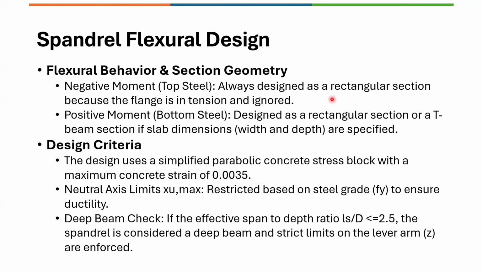So for the negative moments, always designed as rectangular section. Positive moment, designed as a rectangular section or a T section if slab dimensions are specified. Right. So this information is available through the overrides for you. And the design criteria, it uses a simplified parabolic concrete stress block as usual, but it also checks for the deep beam. So L by D ratio less than or equal to 2.5. The lever arm limits are imposed and the design is performed accordingly.